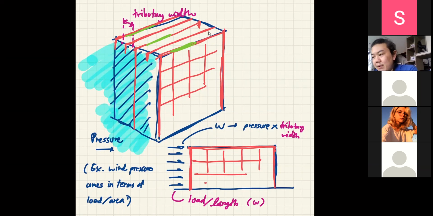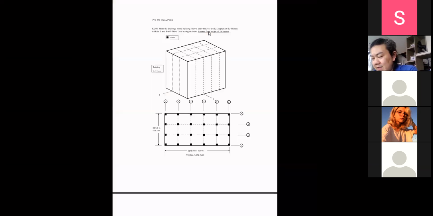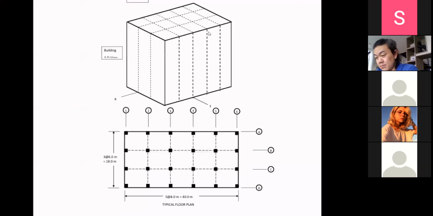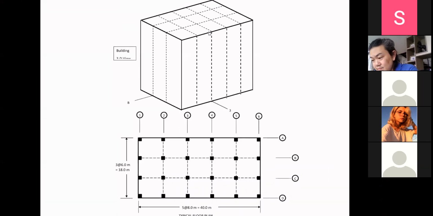Now, let's take a look at example number 1. You guys have this file already? Hello, you guys have this one? Yes. Okay, thank you.